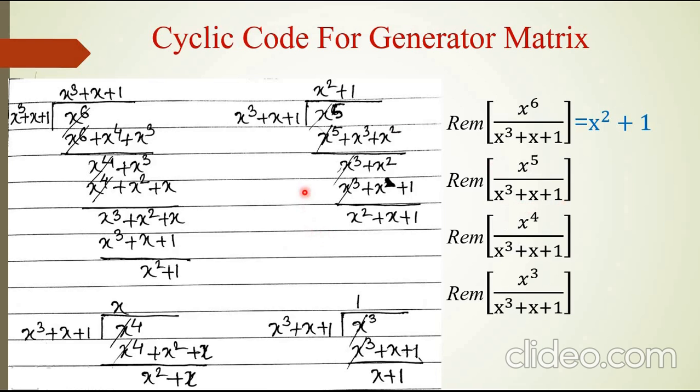So let us solve it here. Here x to the power 5 is divided by x cube plus x plus 1. So we just need to multiply with x square. Then we will get x to the power 5 plus x cube plus x square. x to the power 5 will get cancelled in modulo 2 addition. So this will be x cube plus x square.